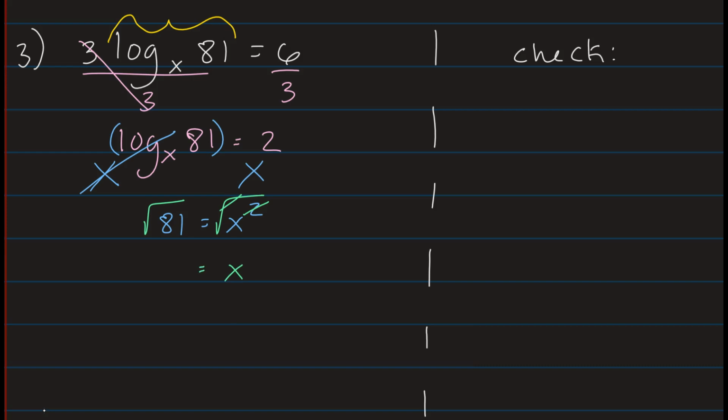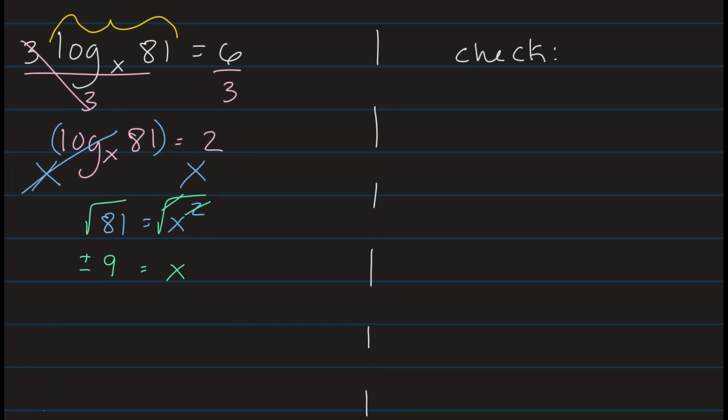Now the square root of 81 is not only the positive 9, but also negative 9. Both positive 9 and negative 9 multiply to give you a positive 81, right? 9 times 9 is 81, and negative 9 times negative 9 is 81. So we have two solutions here, and we must check both. I'm going to plug both negative 9 and positive 9 into my original equation and see if they work.